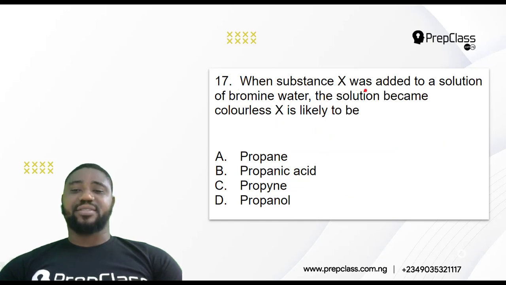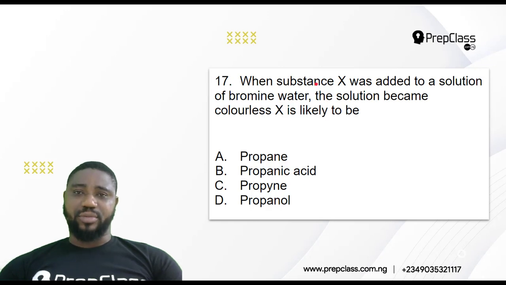17. When substance X was added to a solution of bromine water, the solution became colorless. X is likely to be: is it propane, is it propanoic acid, is it propyne, is it propanol? So what substance is substance X?